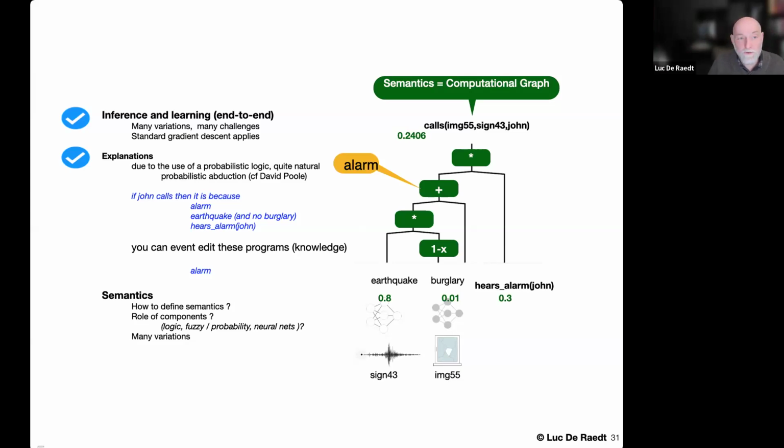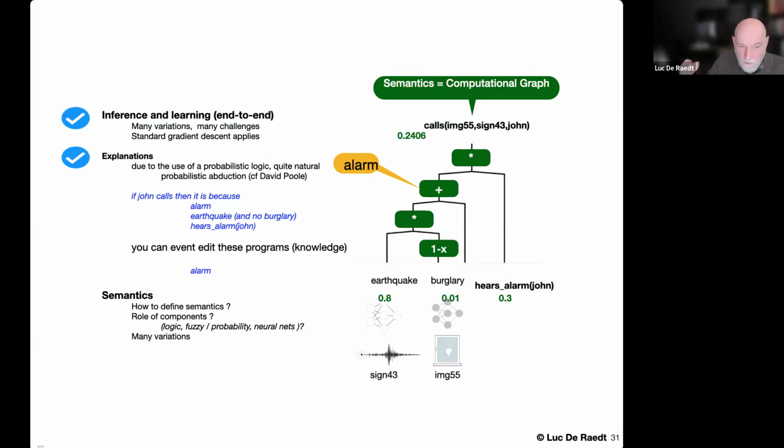You also get very naturally explanations, because if it's, for instance, high probability that John calls given these observations, then you can also detect why he calls. And that could be because there is a burglary, or in this case, the value for earthquake is very high. And there you can use the probabilistic logic, in a sense, to provide natural explanations. I should stress there are many variations on this.